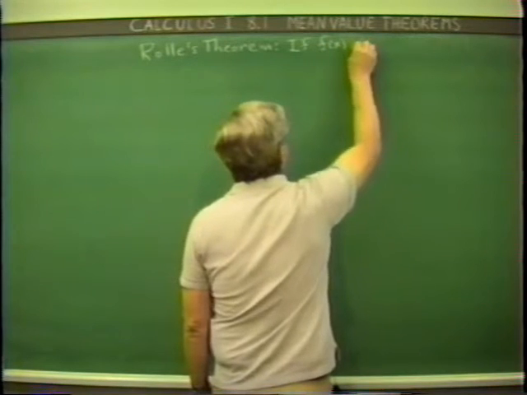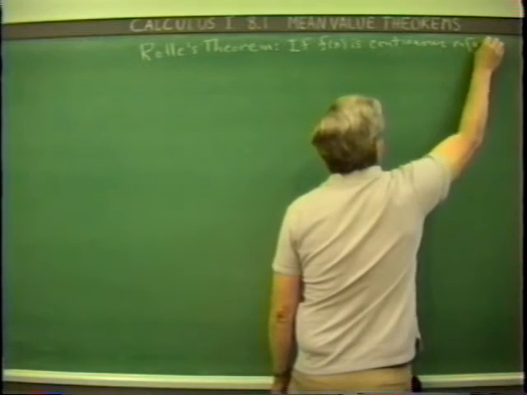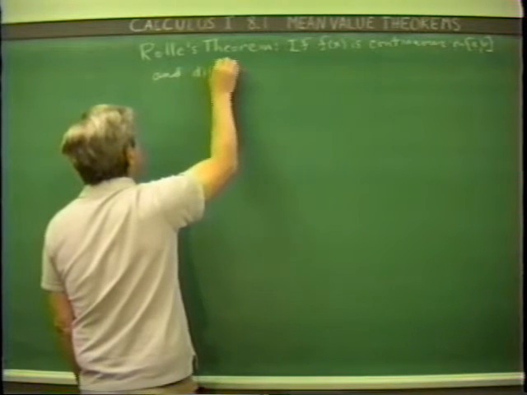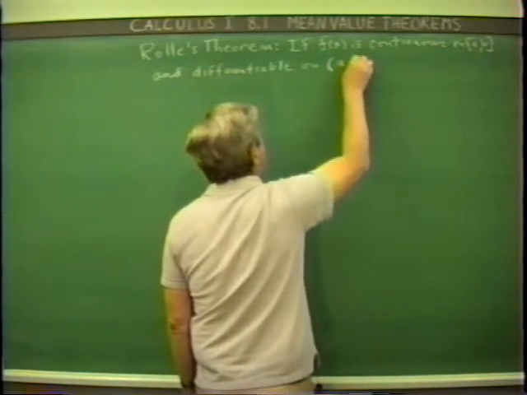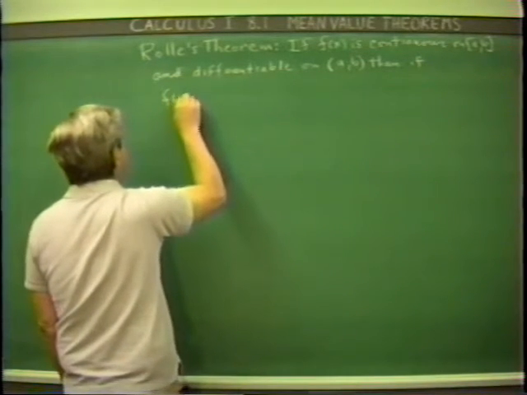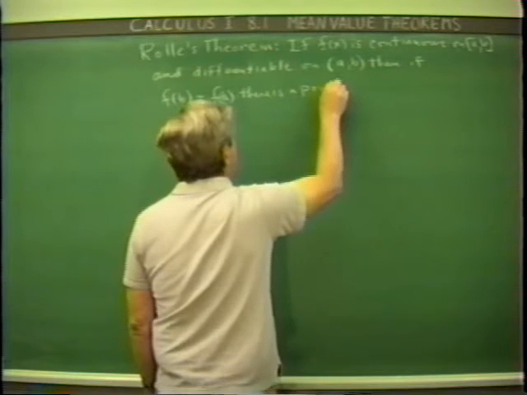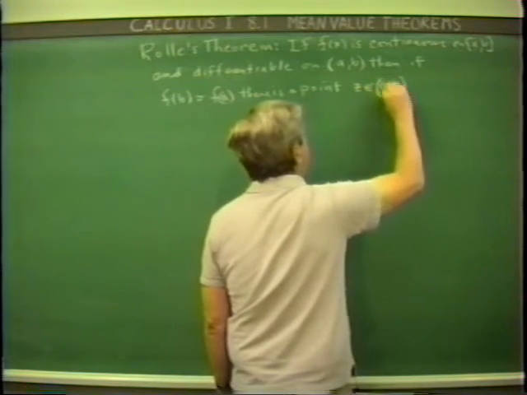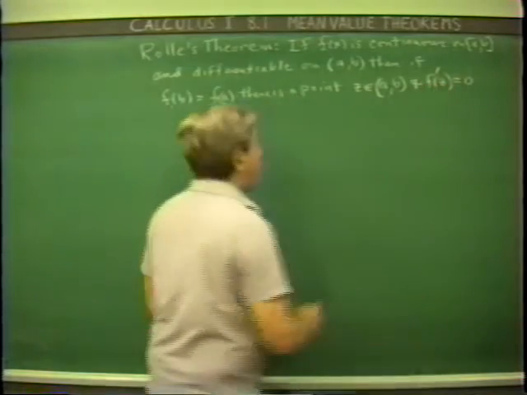If f of x is continuous on the closed interval AB and differentiable on the open interval AB, then if f of B is the same as f of A, there is a point Z in the open interval AB and F has a derivative of 0 at Z.